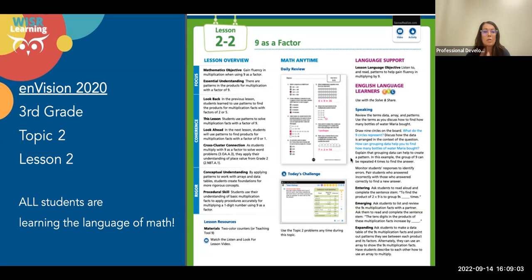So we have the language support handbook that supports language. And then we have the Envision 2020 teacher edition, which always gives an idea of one of the four modalities to use in your classroom, because all students are learning the language of math.